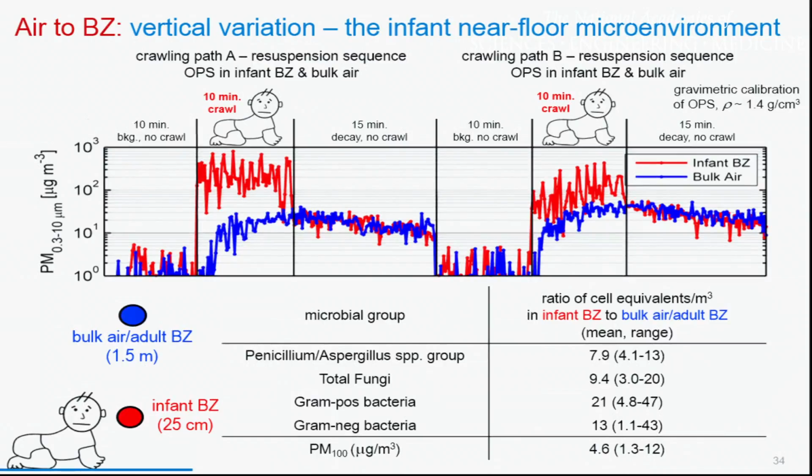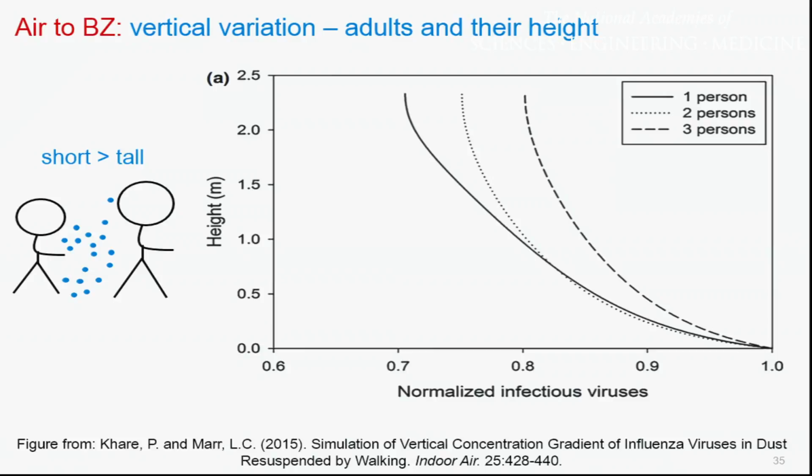We saw the same thing in the infant resuspension study, showing that the breathing zone concentration is quite a bit greater than the bulk air, and the same applied to the qPCR analysis, where we saw that the ratio of the infant breathing zone to the bulk air concentration is from 5 to greater than 10. So quite significant variation in regard to height. We also see this in a modeling study by Lindsay Marr's group looking at the vertical variation in resuspended virus-containing particles. And we see that shorter people can be exposed to more of these particles than taller people. So the same concept applies here.